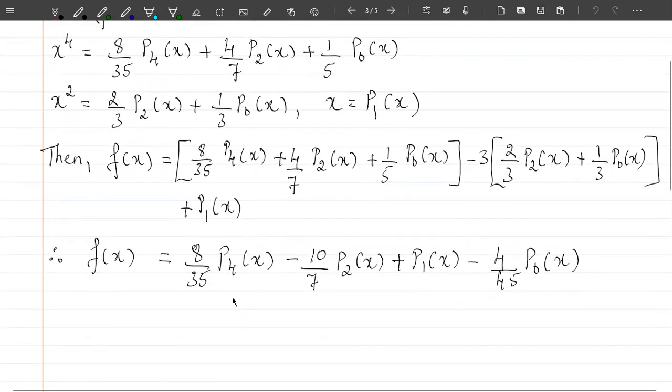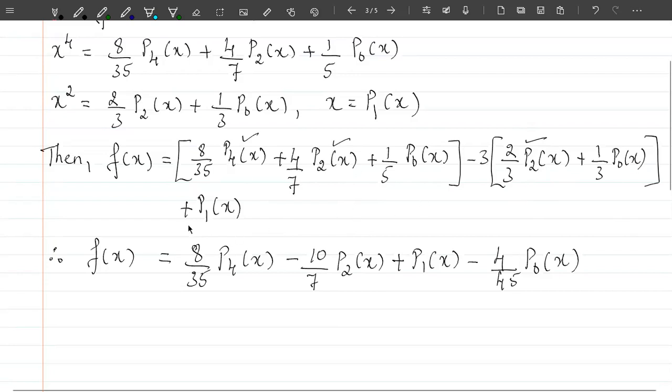Let's solve further. So you get 8 by 35 p4 of x. After that, the term of p2 of x. For p2 of x, you have one coefficient here and other coefficient is over here. So you get plus 4 by 7 from this, and here you get minus 3 into 2 by 3. So I think this 3 and 3 will cancel. So you get 2 p2 of x with the negative sign. So this is the next term. So p2 of x is minus 10 by 7 p2 of x.